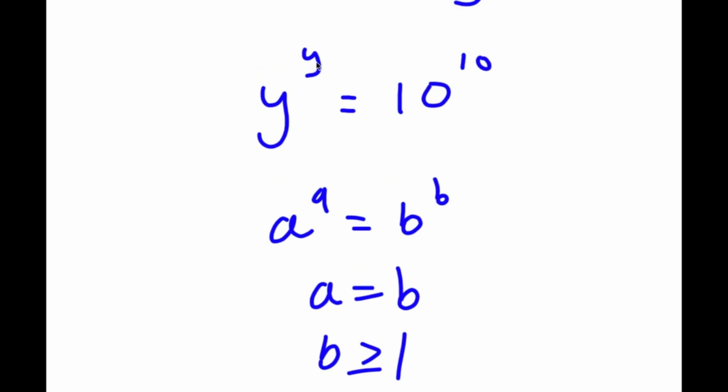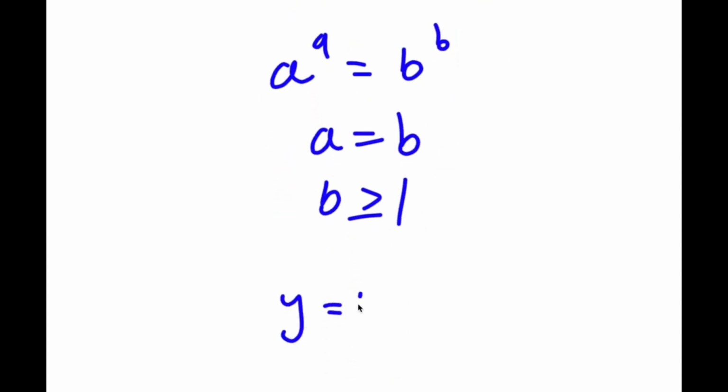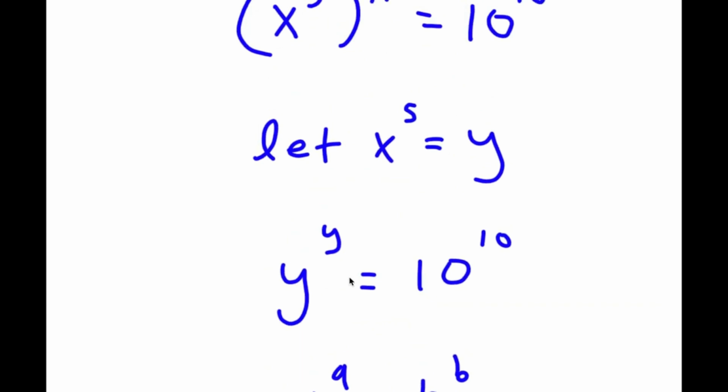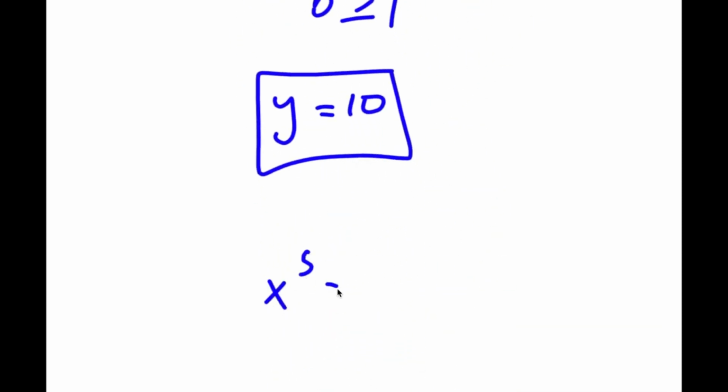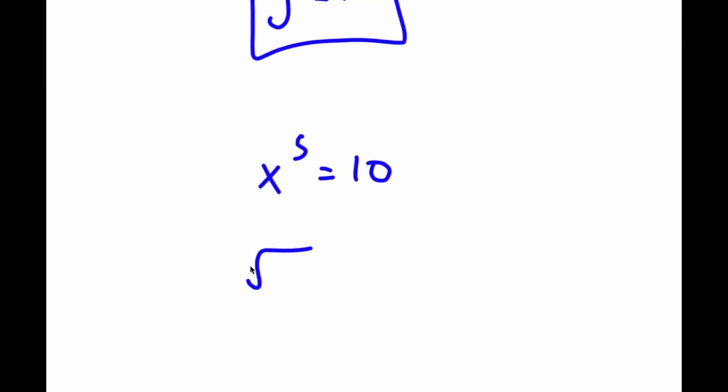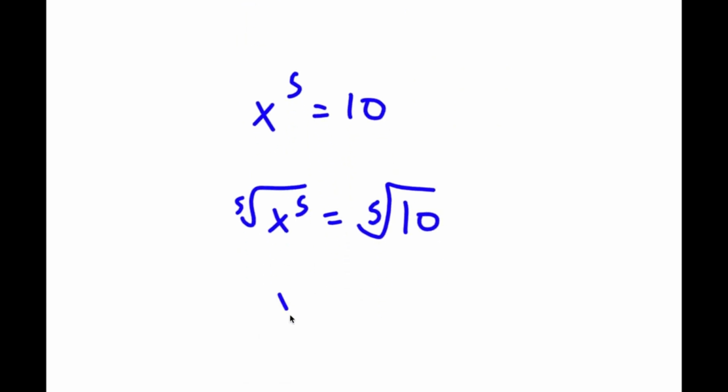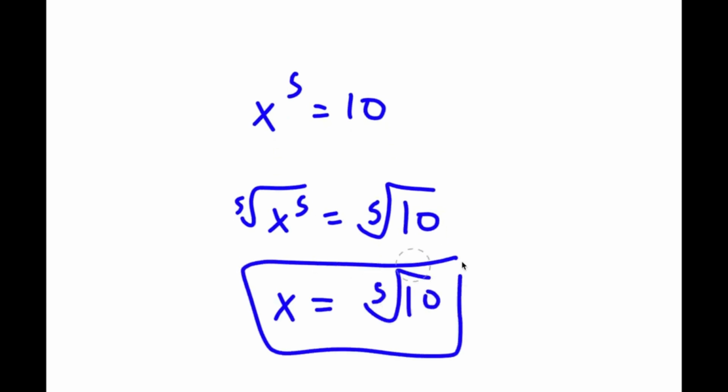So in this case, I have y to the power of y equals 10 to the power of 10, and 10 is greater than or equal to 1, so this works out, so I can write this in the form a equals b, or y equals 10. Now remember how we set x to the power of 5 equal to y. So now I have x to the power of 5 equals 10. Now I'm going to take the fifth root on both sides. Fifth root of x to the power of 5 is x, so I have x equals fifth root of 10. So this is my answer.